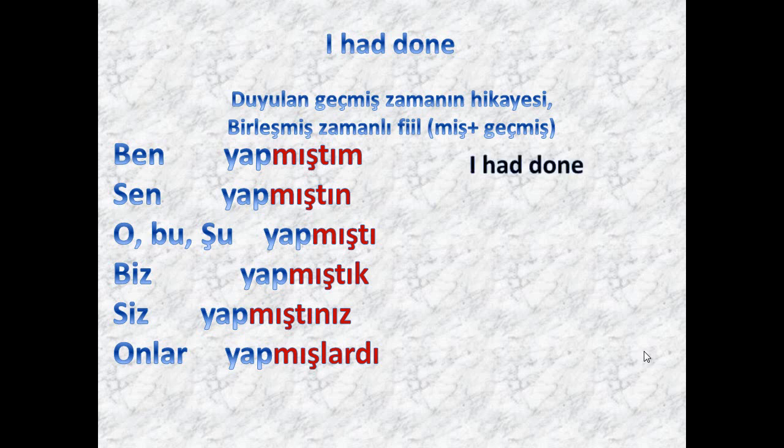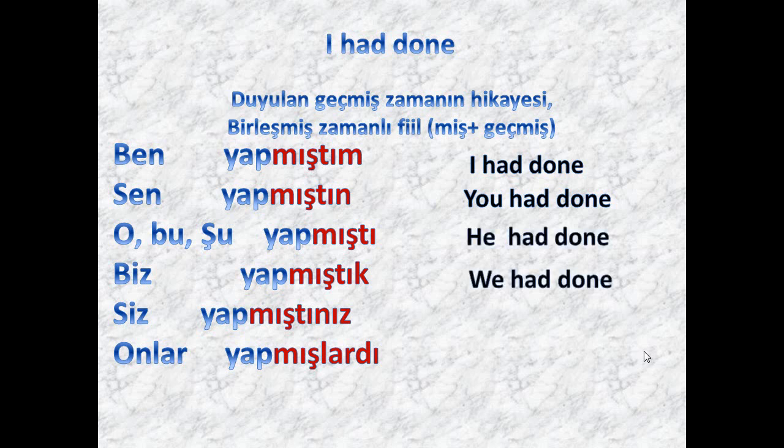Ben yapmıştım. I had done. Sen yapmıştın. You had done. O yapmıştı. He had done. Biz yapmıştık, we had done. Siz yapmıştınız, you had done. Onlar yapmışlardı, they had done. Okay, you see? Yeah, we have lar just before the last suffix here. Okay. Yeah. I'll read it once more. Ben yapmıştım, sen yapmıştın, o yapmıştı, biz yapmıştık. Siz yapmıştınız, onlar yapmışlardı. Okay.